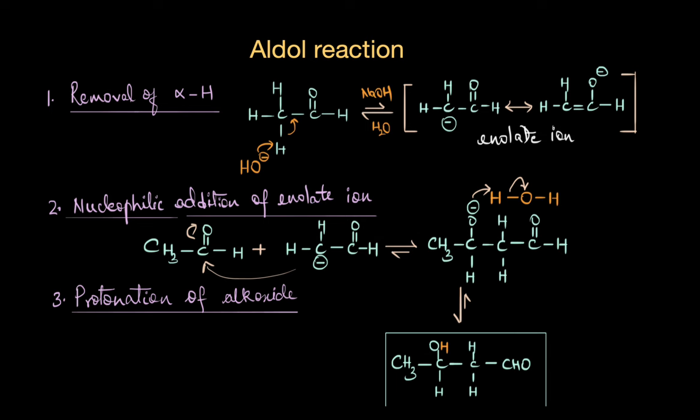The last step is the protonation of the alkoxide ion to form the corresponding product. Now this product here is a beta hydroxy aldehyde, so we call it aldol. And when we have a beta hydroxy ketone, we call it a ketol. Now in general, aldol reaction can be used for both aldehydes as well as ketones because of the similarity in the reaction mechanism. So you can see that in the aldol reaction, a new C-C bond is formed. And this reaction is also reversible in nature.